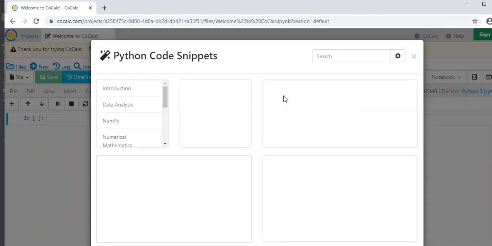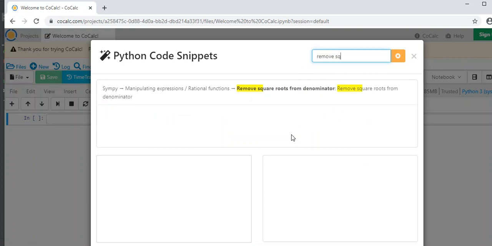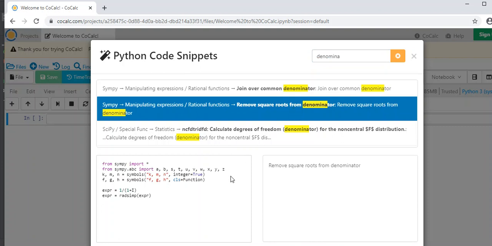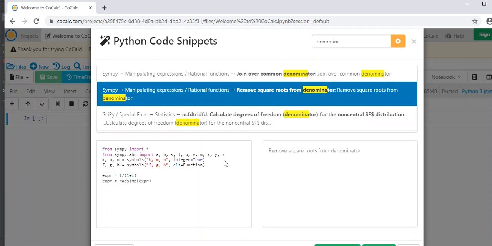You click it, and then it has a search bar, and sometimes it takes you a few tries. It took me a few tries to find exactly what I wanted to do, because I was searching for things like rationalize the denominator, but it's actually in a little bit more plain English. It's remove square roots from the denominator. What ultimately worked for me is I typed in denominator, and then it came up. But you see, there's a bunch. We're going to join over common denominator, cool things. But what we're going to do is remove square roots of the denominator. Just click that. Okay, and now you see there's some pre-made code here for you.